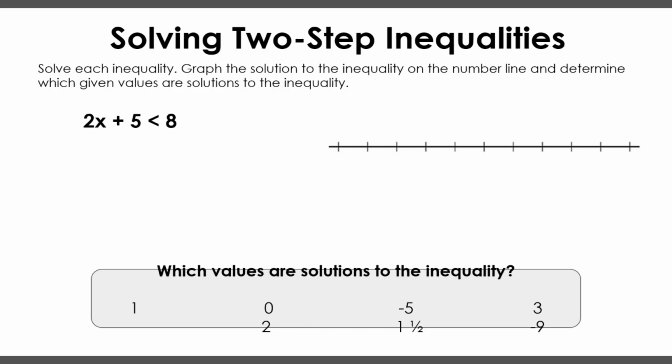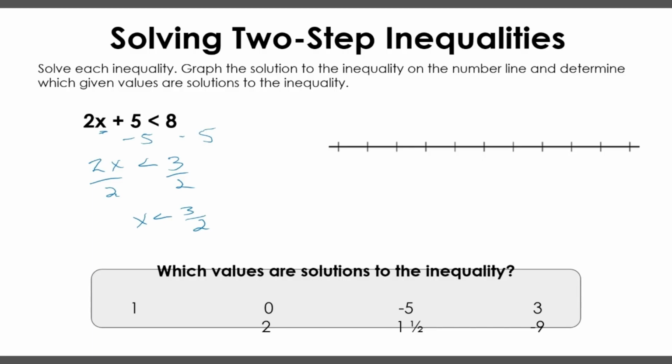So I'm going to do this in blue. We treat it just like a two-step equation. We want to isolate the x, so we move everything else by doing the inverse operation, and I'm keeping the inequality like it is. So now I'm going to divide by 2. So x is less than 3 halves.